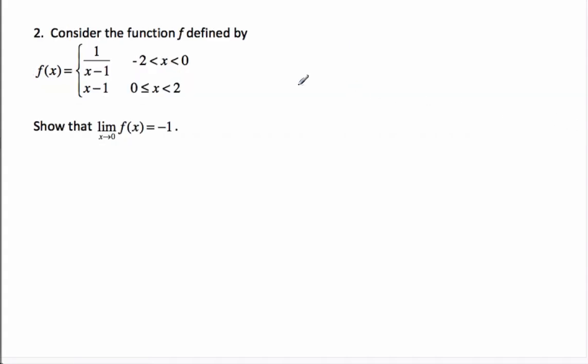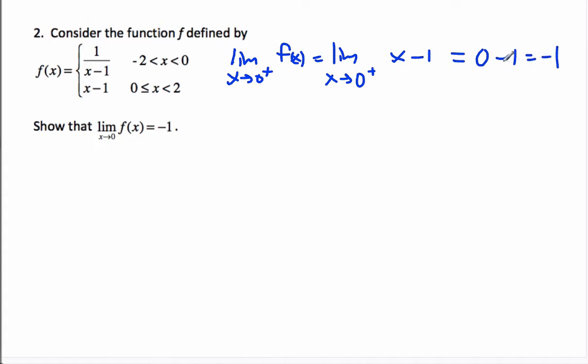Okay, next we have another piecewise function. Show that the limit as x tends to 0 is negative 1. Well, we have the limit as x tends to 0 from the right of f of x is going to be equal to the limit as x tends to 0 from the right. So 0 is here, so from the right will be this function, x minus 1, which equals 0 minus 1, which equals negative 1.